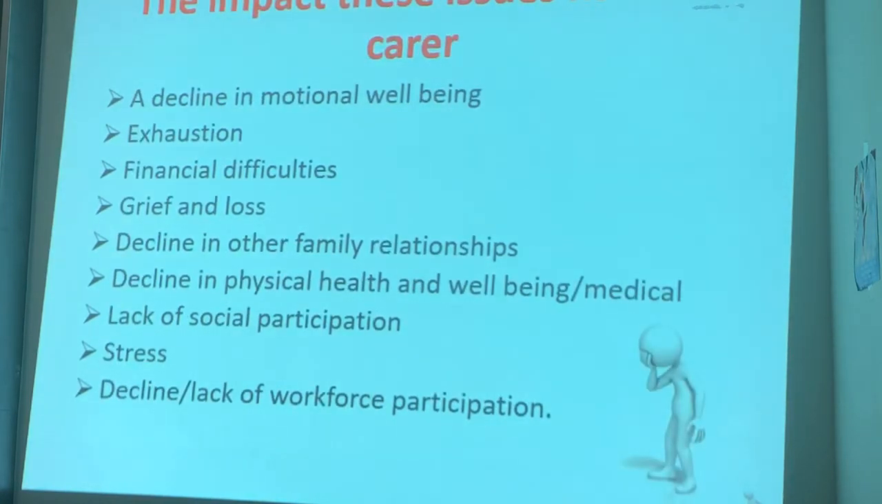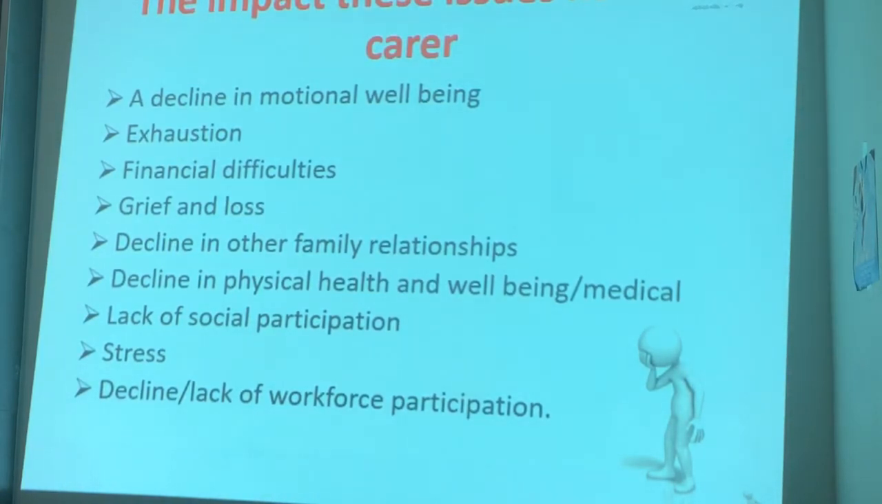Okay, the impact these issues have on the carer: a decline in emotional well-being, exhaustion, financial difficulties, grief and loss, decline in other family relationships, decline in physical health and well-being, medical issues, lack of social participation, stress, or lack of workforce participation. These are common issues if the family is the one looking after their parents. Okay? Because they will bear all of this.